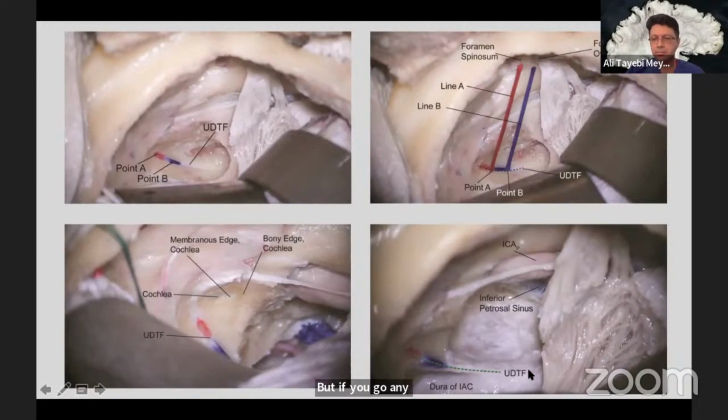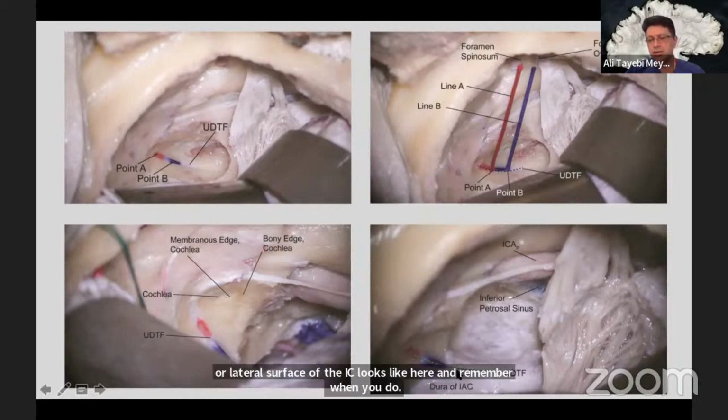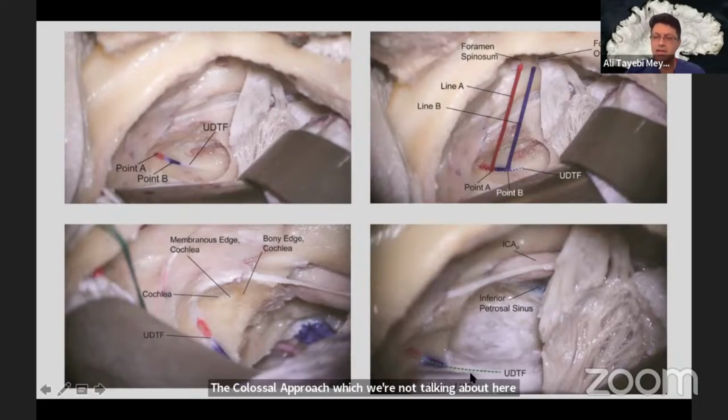And this is the transition between the dura of the IAC. You can see how the lateral, upper and anterior surface of the IAC looks here. And remember, when you do the Kawase approach, which we're not talking about here, it is mostly about the anatomy. The seventh nerve has a very peculiar 3D relationship with the fifth nerve. It's not coming towards you. It's going posteriorly, coming from deep and going all the way back superiorly and laterally, becoming more superficial.